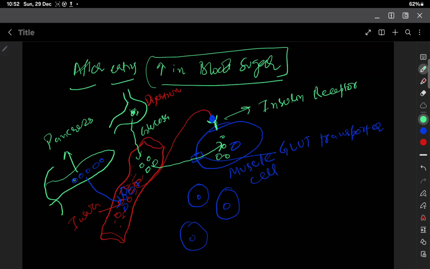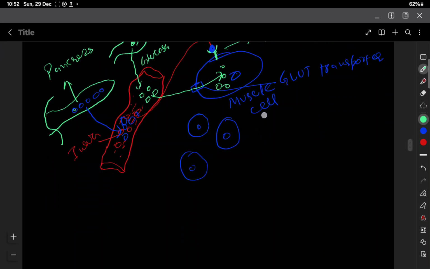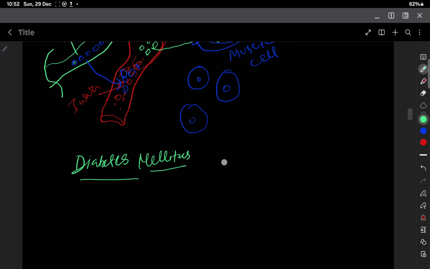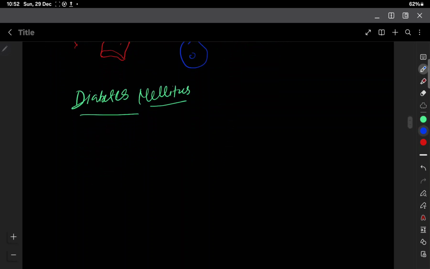Now you might have heard about diabetes mellitus. Okay, type 1, type 2. I will try to explain it here. It's not related, but still, diabetes mellitus. So it is of two types. One is type 1, one is type 2.